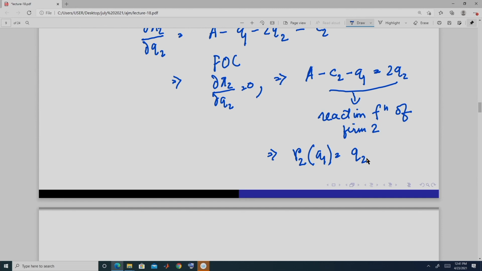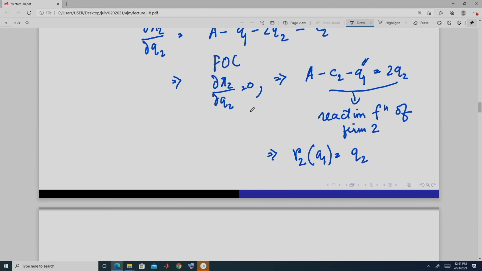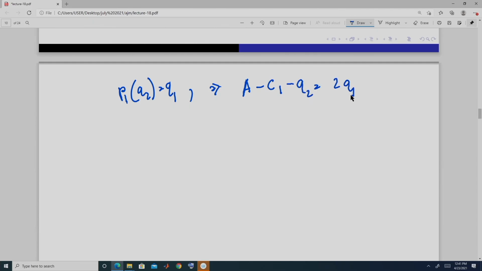So, if firm 2 believes that the output of firm 1 is this much, then what is the optimal output it should produce? It should produce based on this function and this much, okay, it is given by this. So, now we know the reaction function. We know that if firm 1 believes the output of firm 2 is this much, then how much it is going to produce, and similarly if firm 2 believes that firm 1 is going to produce this much, then how much output it should produce. So, based on these two reaction functions, we get this one.